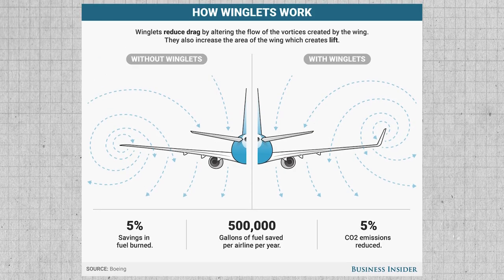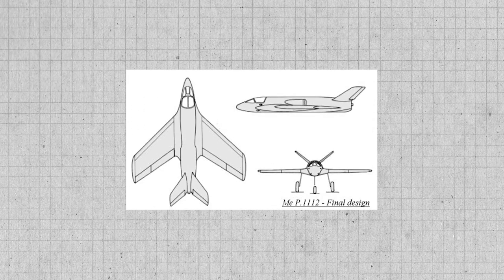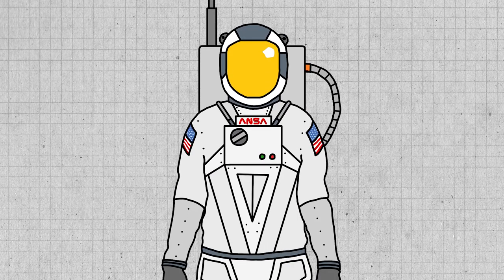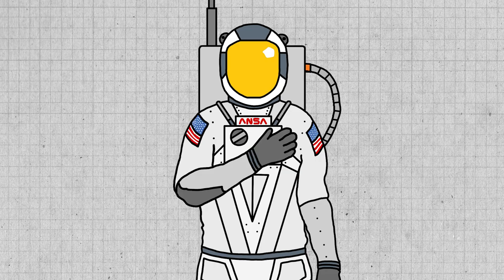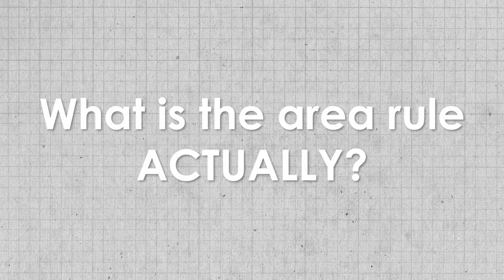But like I said, he was not the first to discover the area rule. That honor likely goes to Otto Frenzel of Germany, who discovered it around 1943. There are several German aircraft concepts that would have used this rule, but it looks like none of them were completed by the end of World War II. Some other German aerodynamicists were close to discovering the rule around the same time, but again it looks like their work was cut short by the end of the war. Now, with the history lesson out of the way, what is the area rule, actually?